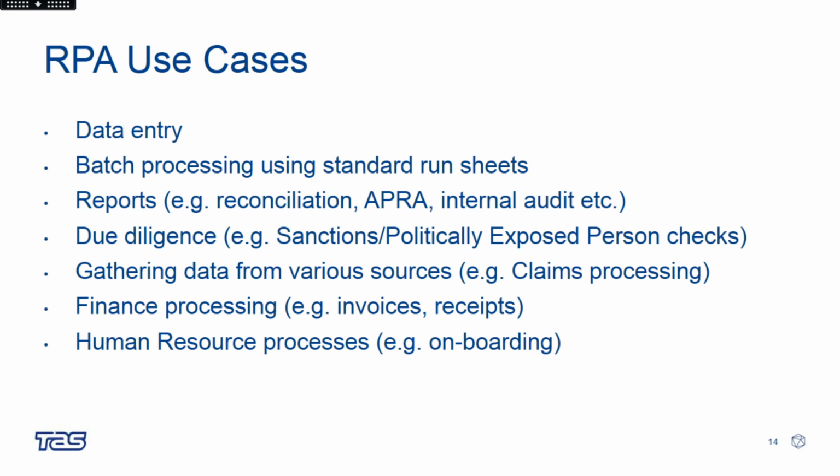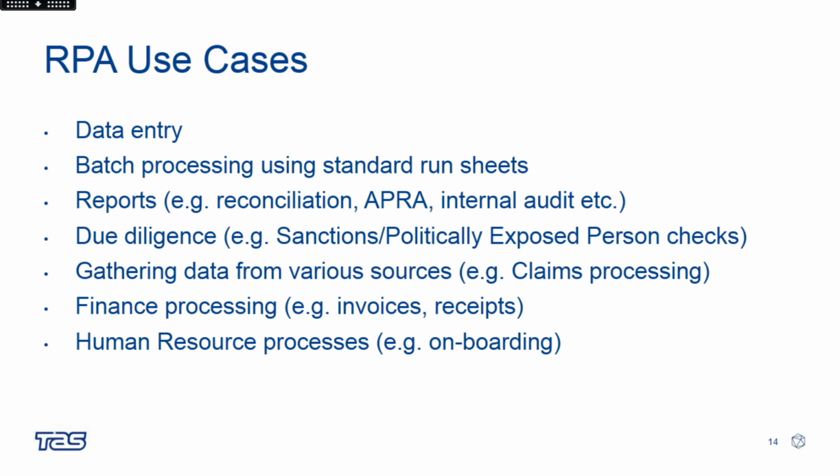Here are some use cases typical to RPA, starting from simpler ones like data entry, which involves copying data from one system to another system or from Excel, emails to another system. Then batch processing, which has standard commands to run in Unix or any other system. Then we have reports, which can be reconciliation report, APRA report, internal auditing, due diligence, which could involve checking sanctions against a particular company or checking if a person is a politically exposed person or not. This could involve external software like Veda or Equifax reports or even Google search.